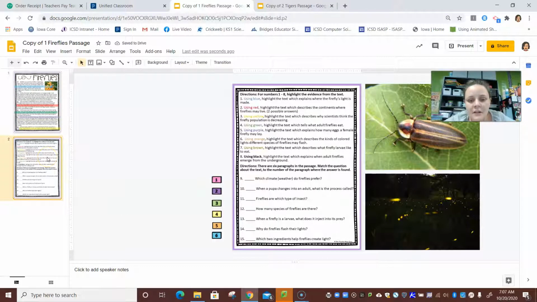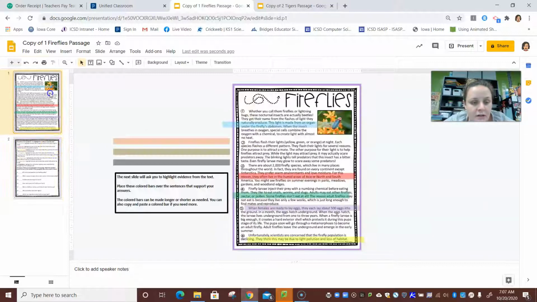Okay. Using orange, highlight the text which describes the kinds of colored lights different species of fireflies may flash. Okay, so orange, different colors of lights. The blinking lights tell predators that they may, fireflies flash their lights yellow, green, or orange at night. It says each species has a different pattern.